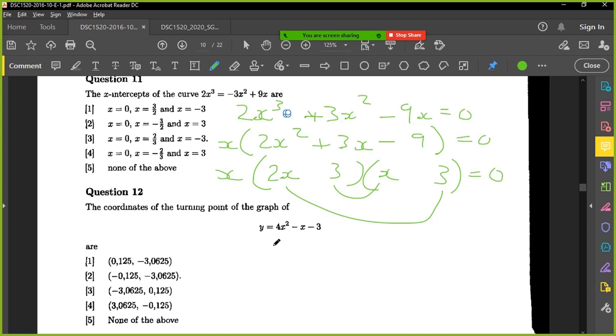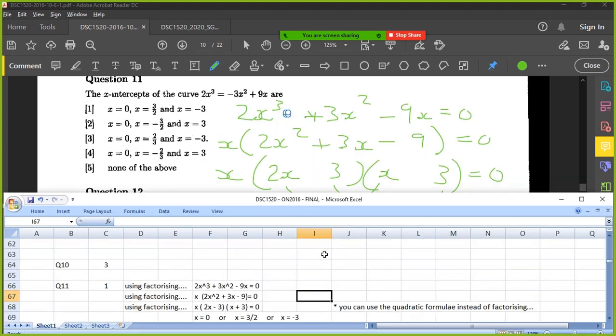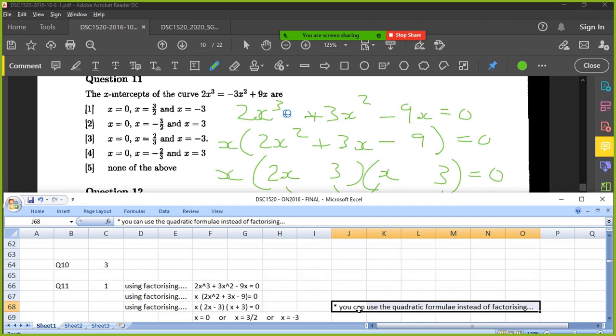It'll be this way. So I should actually have x bracket 2x, 2 times 3 is 6, and then we'll have a 9. I'm just thinking, it looks like you can't factorize this. You actually need to use the formula, because here my working was naught. You can use the quadratic formula instead of factorizing. That's what I said here, and then I got x equals 3 over 2, or x equals 3. That's what I got. But I'm just looking at my working.